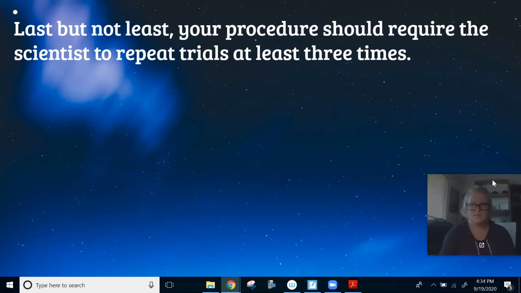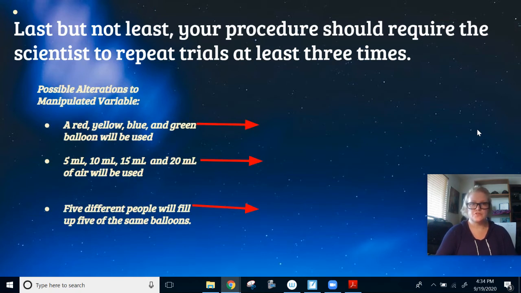Last but not least, your procedure should require the scientists that want to refute or support your results to repeat the trials at least 3 times. So there are those possible alterations to the manipulated variable again. Here are statements that I could use to show that there will be at least 3 trials for every treatment of the manipulated variable.